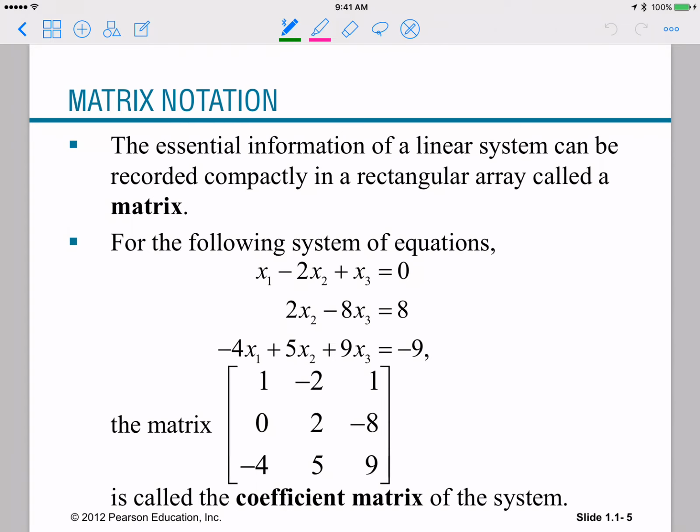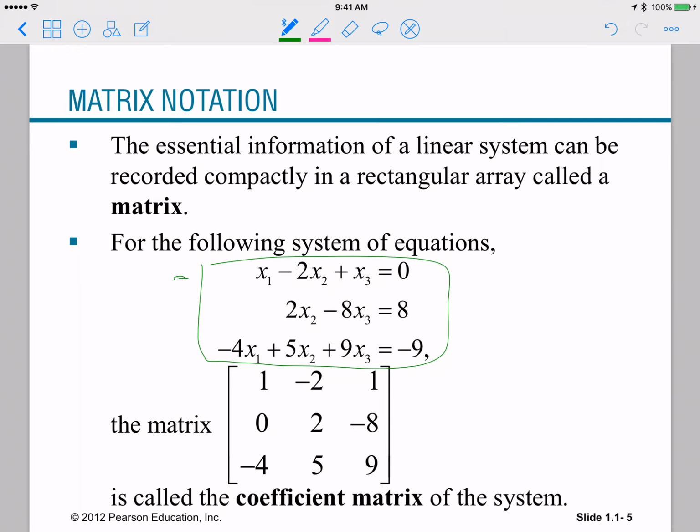Okay, now it's showing an important conversion, which is a really critical part. So let's imagine this system. We have three equations and three unknown variables, x1, x2, and x3.